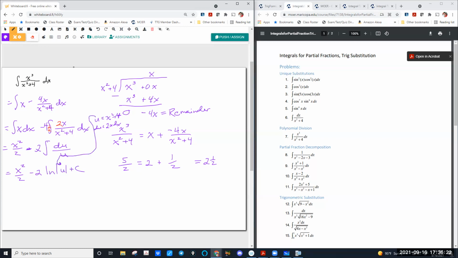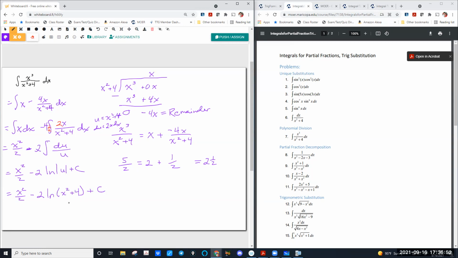Well, that wasn't helpful. Let's get rid of that. Plug back in our x squared plus 4. So x squared over 2 minus 2 ln. You don't need the absolute value because x squared plus 4 is always positive because of the plus in the square. So if you don't want to write it, you don't have to. If you put it in, it does not make it wrong. So when in doubt, include it.